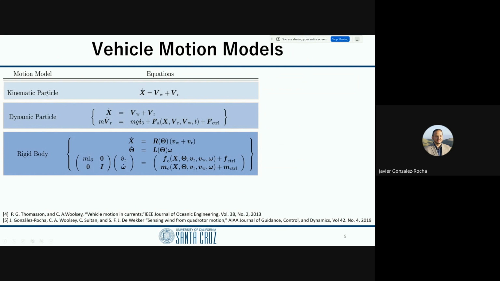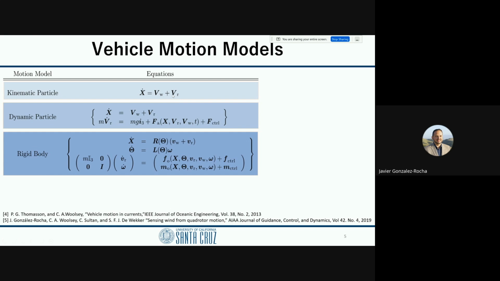In the kinematic particle model, we assume that the aircraft is just a kinematic particle. It doesn't even have mass. We assume that the inertial velocity of the aircraft is the sum of the wind velocity and the aircraft's relative velocity. The air relative velocity we consider to be an input, and the wind is an input disturbance. For a fully actuated aircraft that can quickly respond to wind disturbances when it's hovering, the wind estimate just becomes the negative of the air relative velocity.